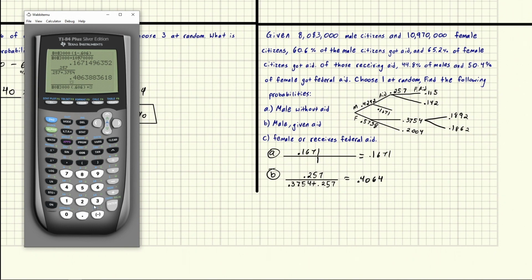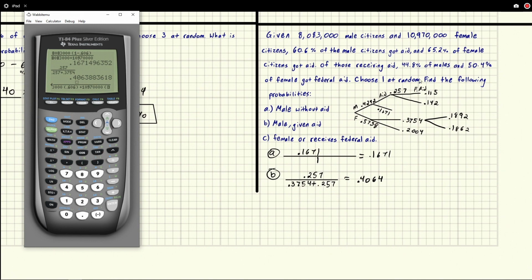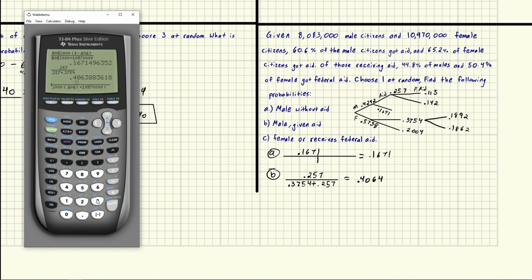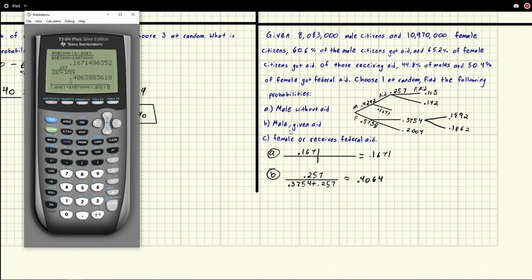And on the bottom, well, we need the females that got aid too. So that's going to be 10,970,000. And then we're going to multiply by the percentage of them that got aid. Well, 65.2%. So that's 0.652. So here's everyone that got aid. So this is the given aid.